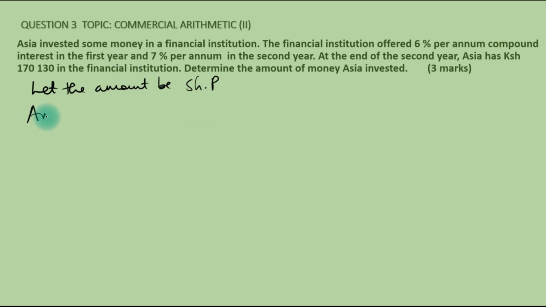So the amount after first year will be what? So we need to get the amount after first year. So it will be the principal amount that was invested, plus that amount. Since the rate in the first year was 6%, then it will be principal amount times 6%, which is the same as P plus 0.06 P.